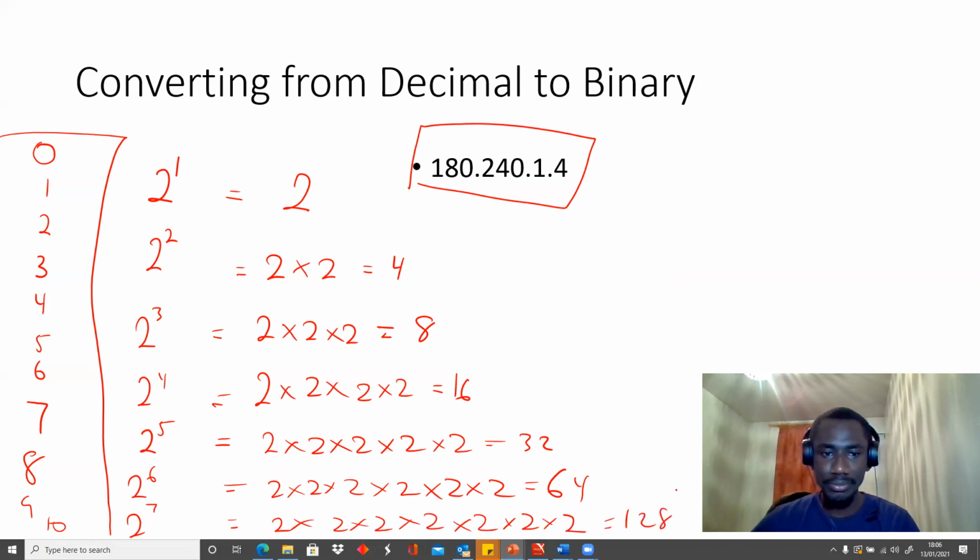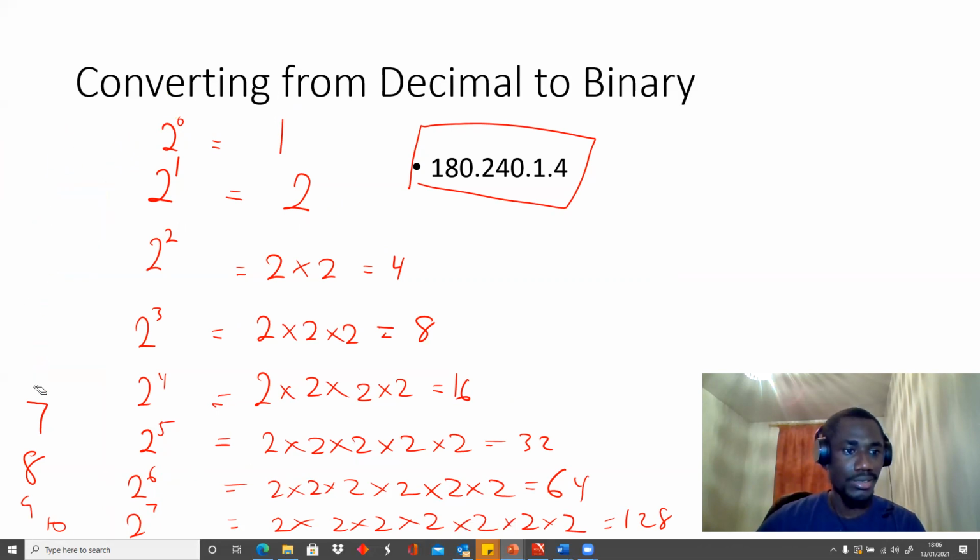That's 128. Now, we have 7 numbers here. So 1, 2, 3, 4, 5, 6, 7. But the first one, which is 2 power 0, will give us 1. Any number raised to the power 0 will give you 1. That's how binary is. Now, what do we mean by this? This same number can help us. This is all we have to keep at the back of our mind. 2 power 0 is 1, 2 power 1 is 2 in all the formats.